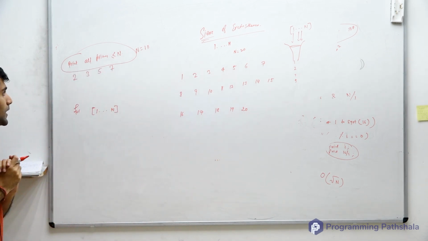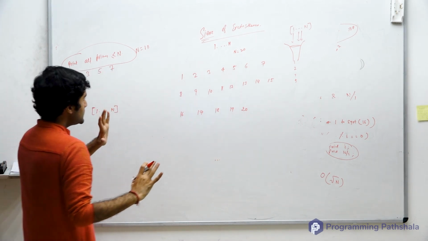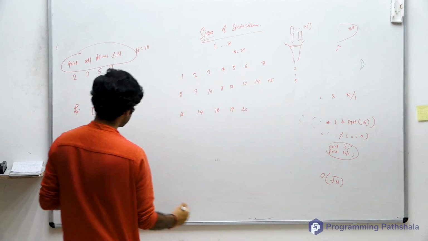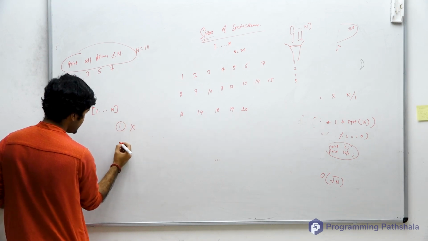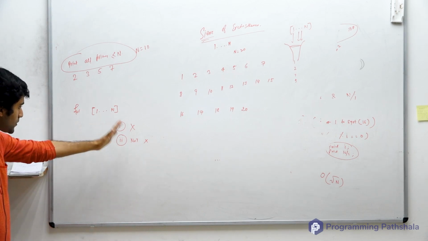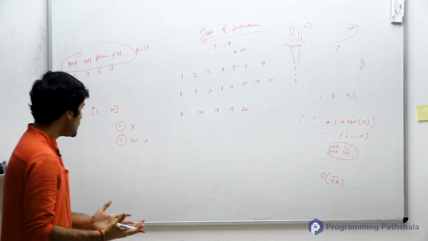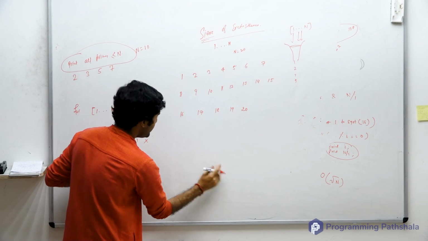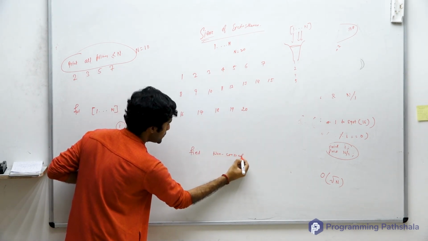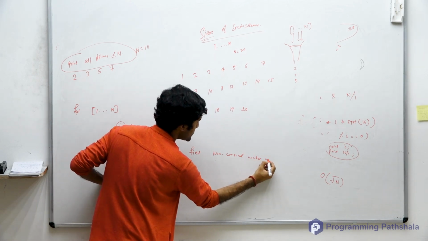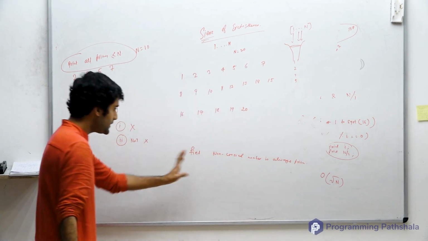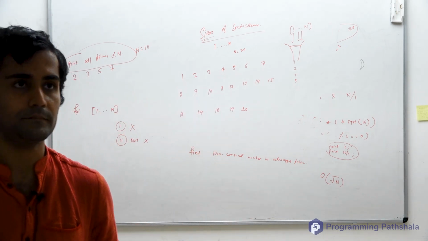Now, the way this algorithm runs is that it maintains two classes of numbers. The first class is the numbers that are crossed and the second class is the numbers that are not crossed. Now the way it runs is that the first non-crossed number is always prime. First non-crossed number is always prime. This is how it works.